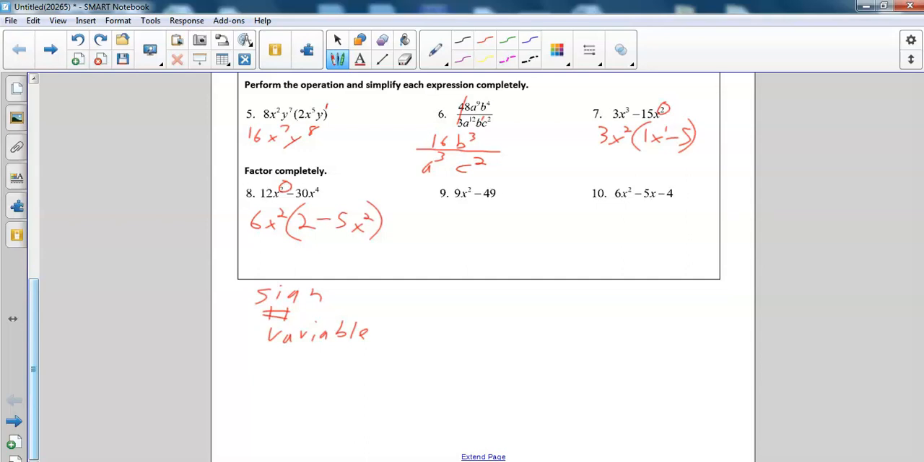9x squared minus 49. Hopefully I recognize that everything is a perfect square. So I'm just going to do my shortcut. Square root of 9, square root of x squared, square root of 49. One plus, one minus.